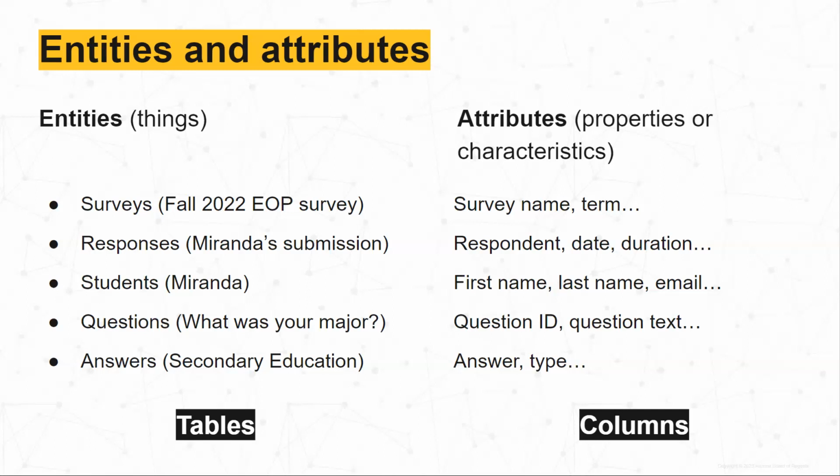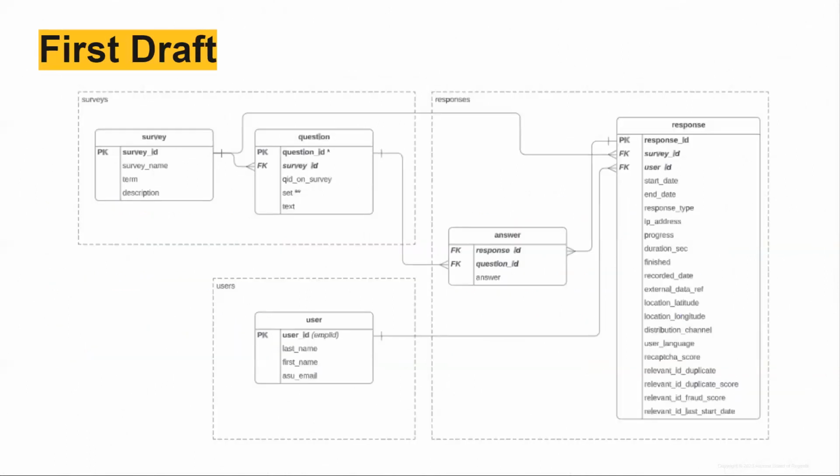And it's not always clear which would be an attribute or an entity. For example, student could be an entity. We could have a table of just all the students, but it could also be an attribute of the survey, or I'm sorry, of the response. One of the characteristics of the response could be the student who submitted the response. So there's a little flexibility there to make it work for you.